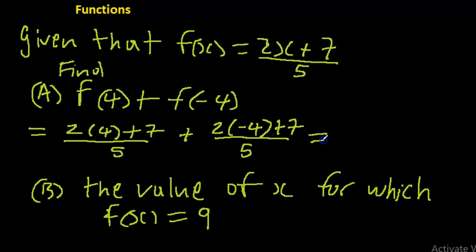Let's work each of them separately now. So 2 times 4, that's 8. 8 and 7, 15. So this is 15 divided by 5, which is 3.